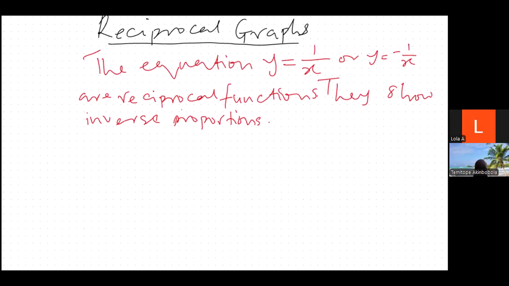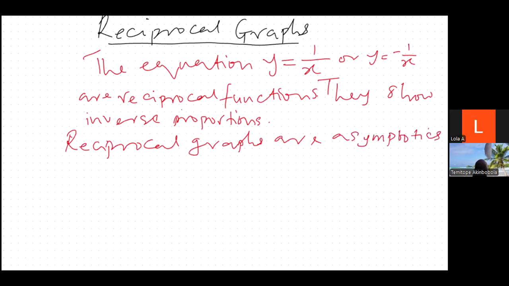So reciprocal graphs are asymptotic in nature. Reciprocal graphs are asymptotic in nature.